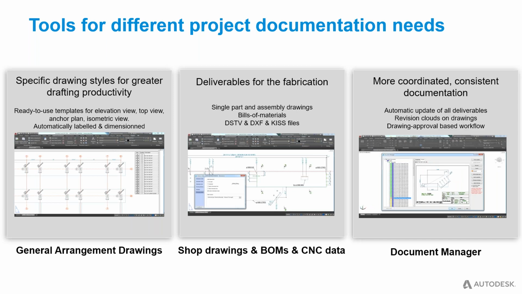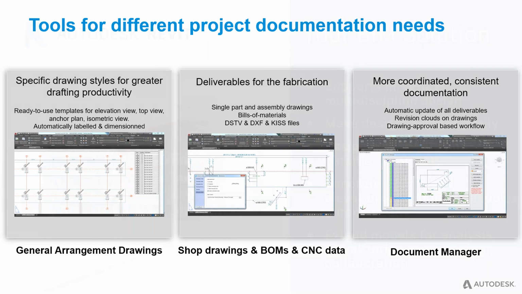The next part is the documentation aspect. So you could generate respective documents in Advance Steel on the steel aspect: shop drawings, bill of materials, CNC data. And you also have a document manager functionality where, when you're updating your model, which piece of the model has been updated, and whether it is impacting my drawings, etc. So this document manager can let you know about these kinds of changes on your plant project.